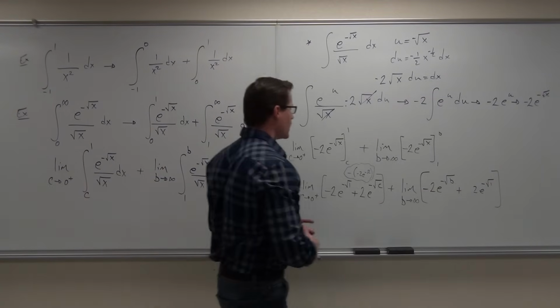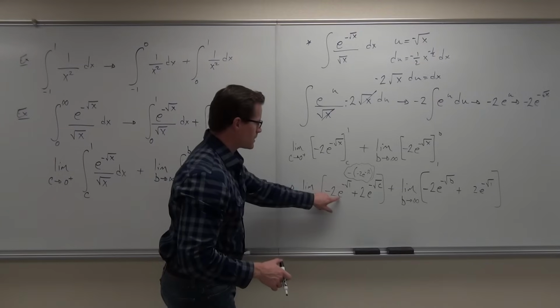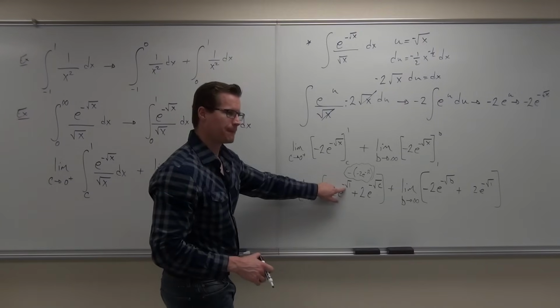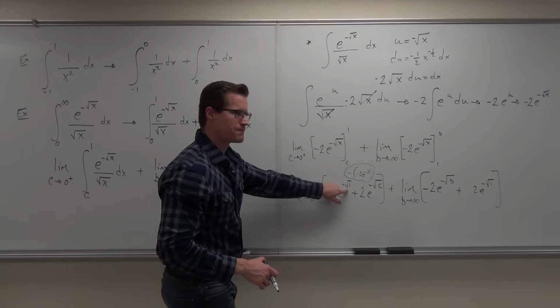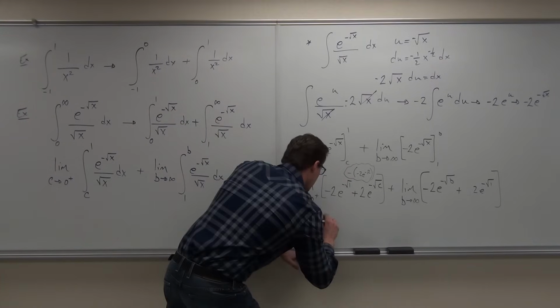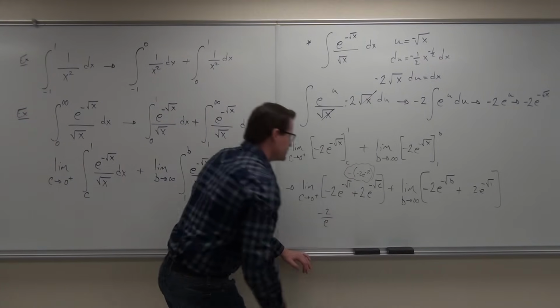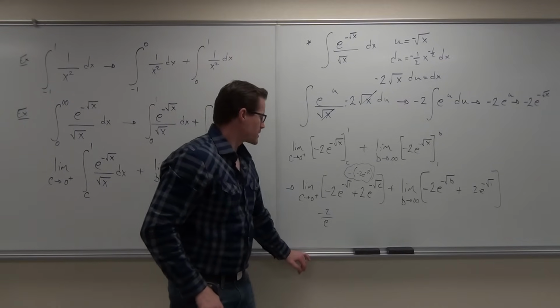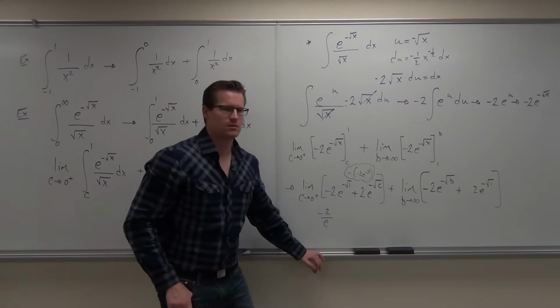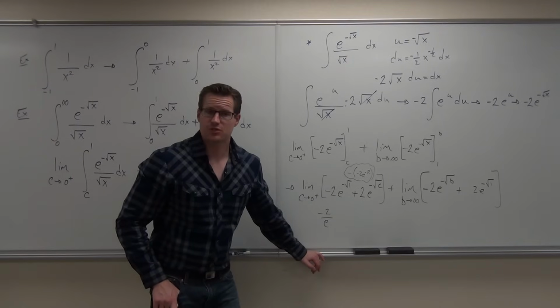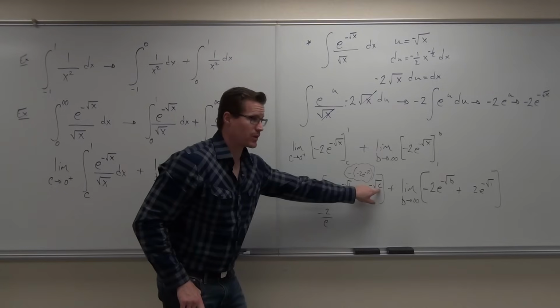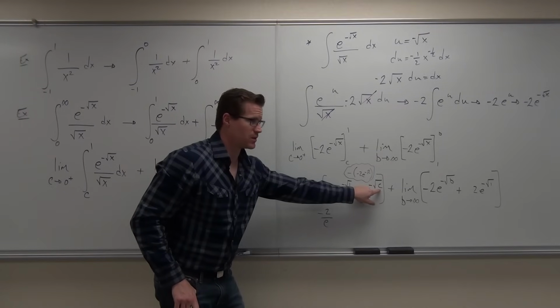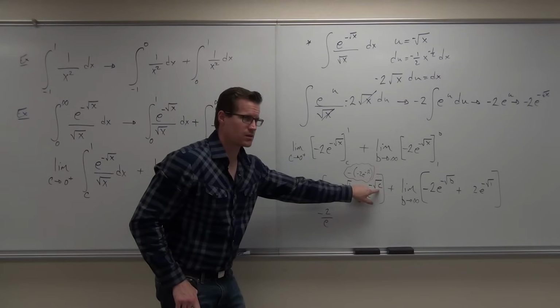Okay, now we're almost done. Tell me, what's the square root of 1? 1. Negative 1? So this is negative 2 over e. Does that make sense to you? Negative 2 over e. Now what's happening to the c? It's going to 0. What's the square root of 0? So look at this, it's getting really close to 0. You with me? Square root of 0 is 0, e to the 0 is 1.